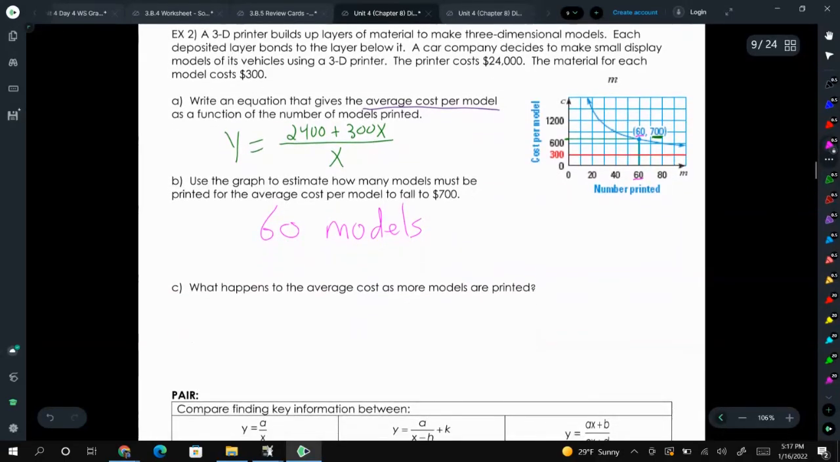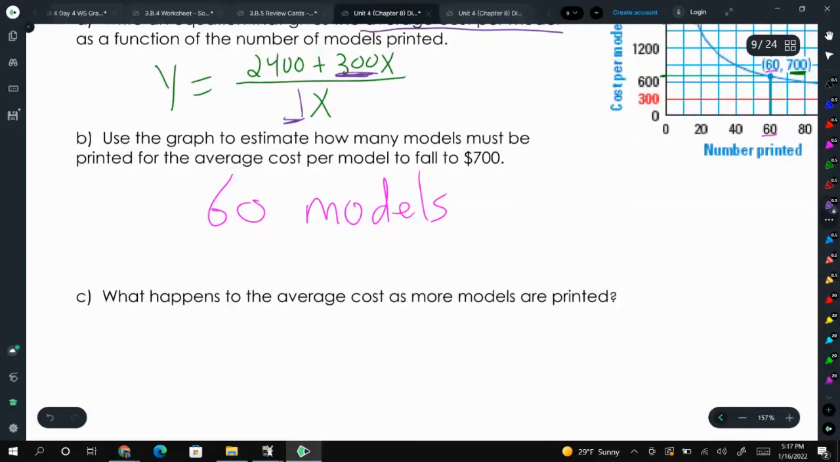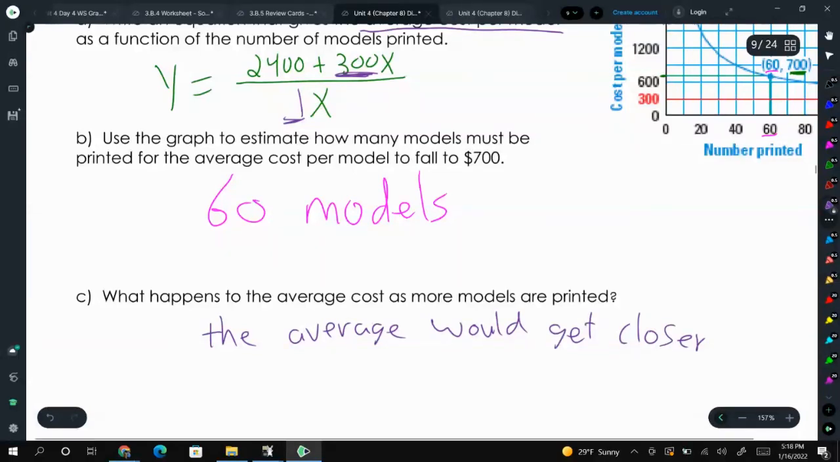And let us see what happens to the average cost as more are printed. Well, look at the graph. It gets closer and closer to a certain value. And that certain value is going to be $300. And that should make sense. If you look at the equation, the leading coefficient on the top is 300. The leading coefficient on the bottom is an invisible 1. Even though it's not written with a 300x first, it still would follow that rule. So the average cost would get closer to $300.